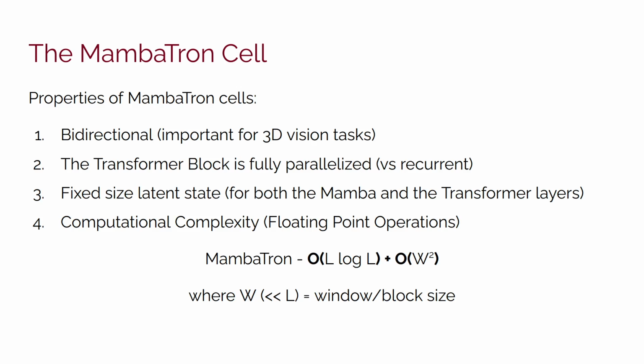Like I mentioned, MambaTron cells are bidirectional, which I explained before. The transformer block is fully parallelized versus the recurrence in block recurrent transformers. And like block recurrent transformers, it has a fixed size latent state, and the overall computational complexity is given by O of L log L for the Mamba layer and O of W square for the block transformer layer. So O of W square is typically way smaller than O of L log L. So O of L log L is the bottleneck, you can say, for this operation. And like I said, W is usually way smaller than L.